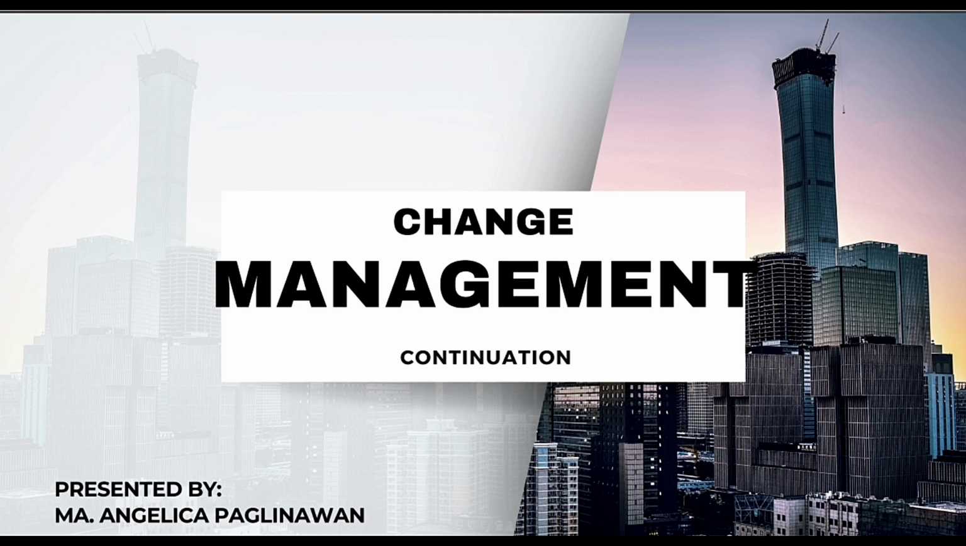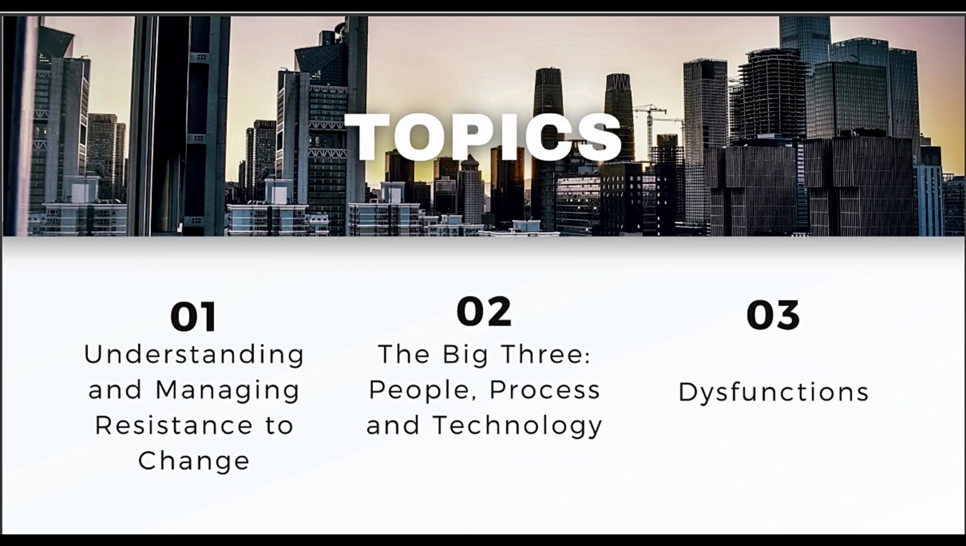The last three topics regarding change management that I will discuss are all about understanding and managing resistance to change: the big three, which is the people, process, and technology, and lastly dysfunction. Understanding these principles can help leaders effectively communicate the rationale behind the change and address concerns or barriers that may arise during the transition process. By leveraging measurement, rewards, and consequences strategically, organizations can facilitate smoother transitions and increase the likelihood of successful change implementation.